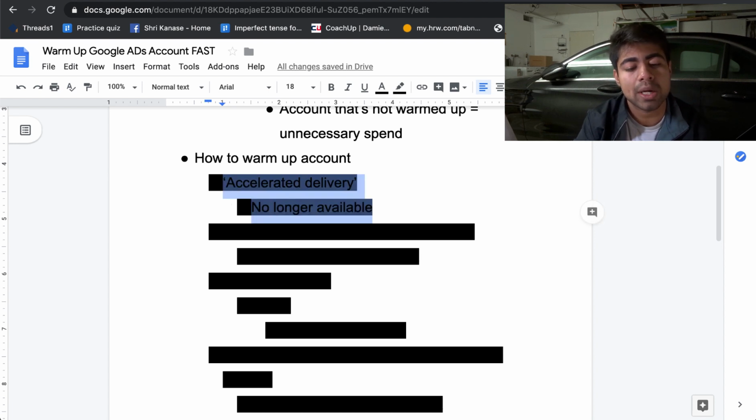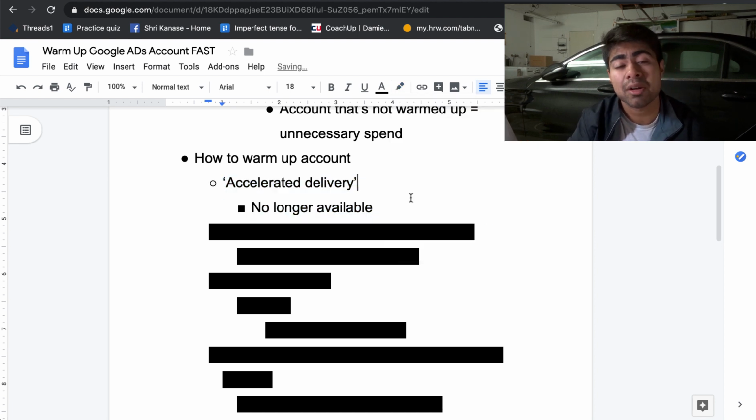So strategy number 1, which is something I always used to recommend, was the accelerated delivery method. This is simply where you would choose accelerated delivery instead of standard delivery. What accelerated delivery did is, after 12 a.m. of your time zone, it would try its best to spend as much of your budget as possible as quickly as possible. And you may think that this is the wrong way to go since it's just spending money too fast, but if you had the intention of warming up your Google Ads account, this would have been the best way to go, simply because Google was kind of forced to spend a large portion of your budget much faster, and leaving this on for just 3 to 5 days was enough to get your account fully warmed up so that you can change this back to standard delivery and get the profits. But unfortunately, it is no longer available, so we have to use some different methods.